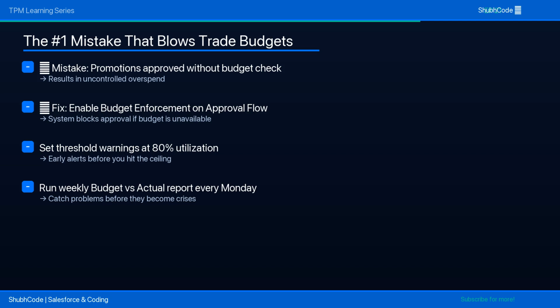I've seen this one come up in almost every TPM implementation. Companies build their budget structure perfectly. Right types, right amounts, right accounts, and then they forget to lock it. What do I mean? They allow promotions to get approved without the system actually checking budget availability. So by the time someone runs a budget report, they're already $300,000 over.